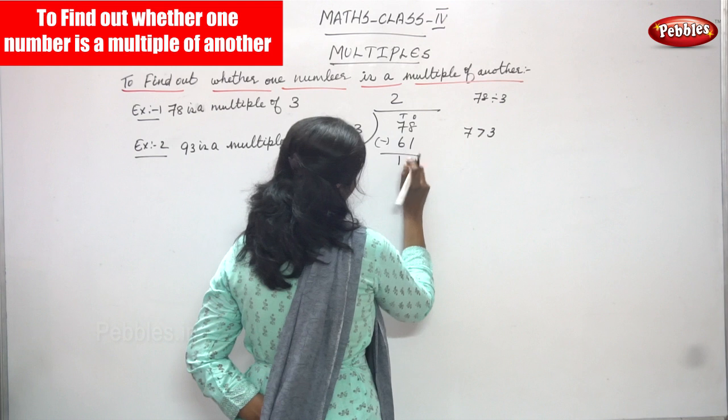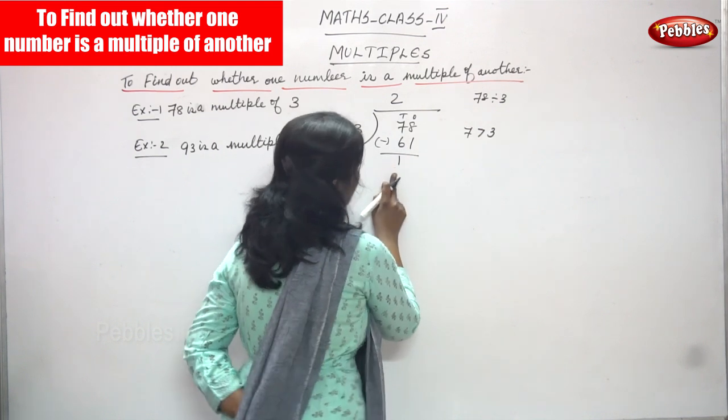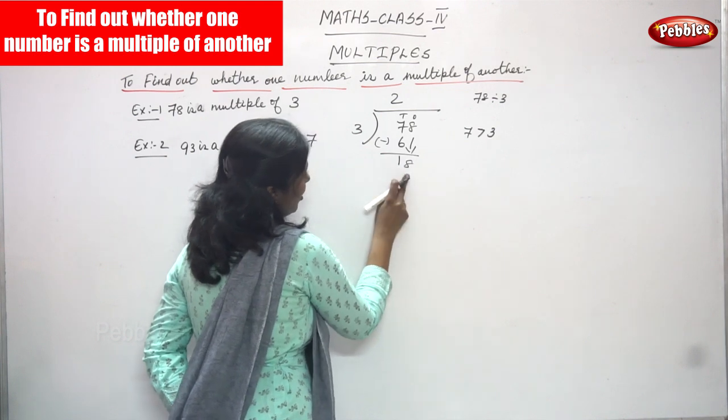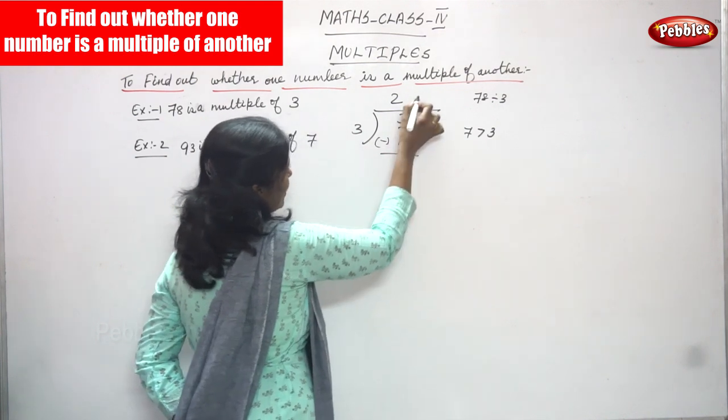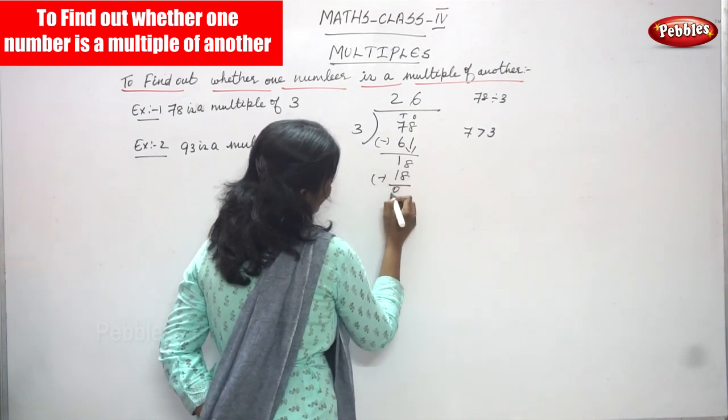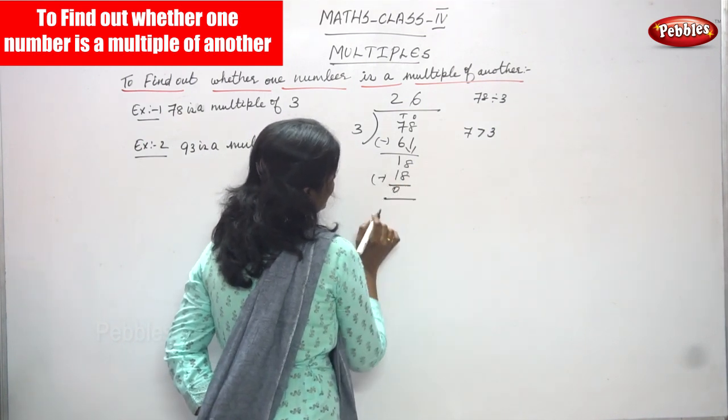Then after that, you have to compare 1 and 3. 1 is less than 3. So you have to bring down the next number, that is 18. 6 threes are 18. Again, you say the table: 3 sixes are 18. 18 minus 18 you get 0. So the answer is 26.